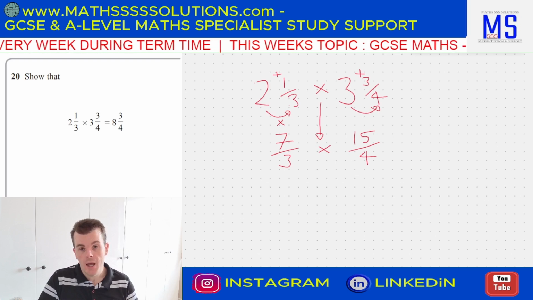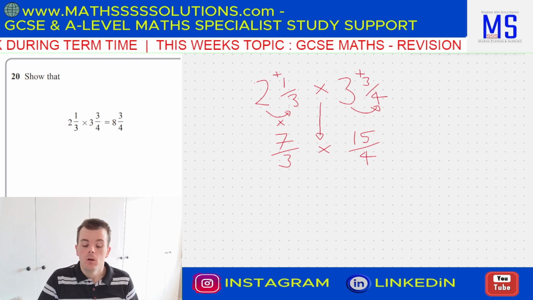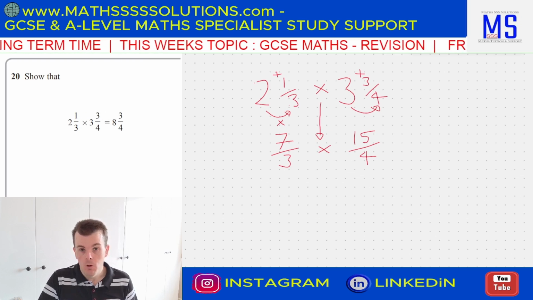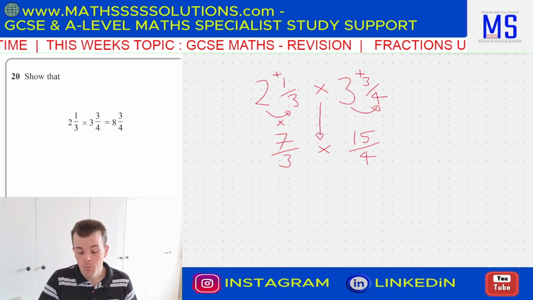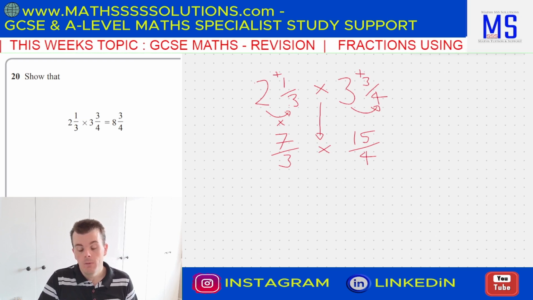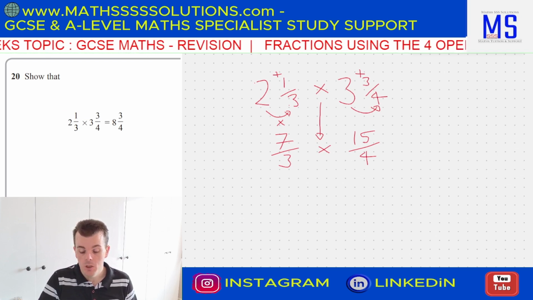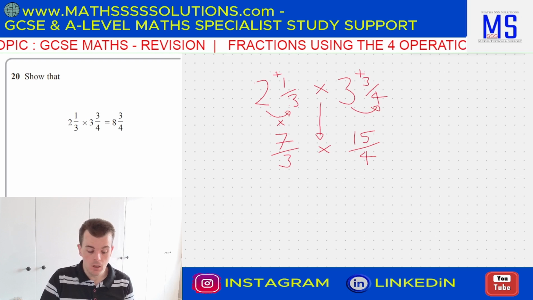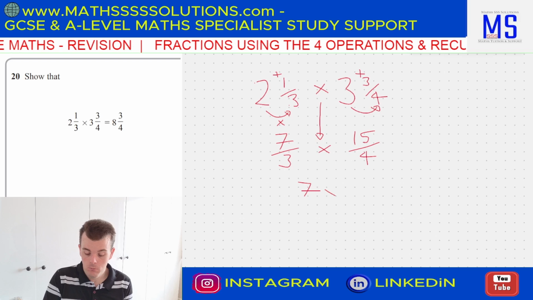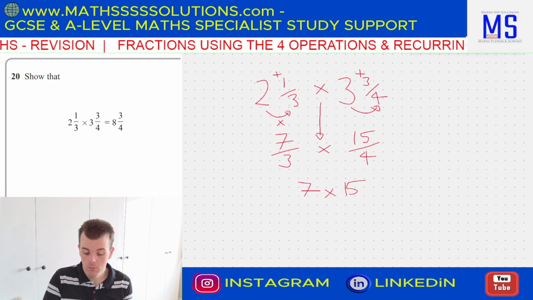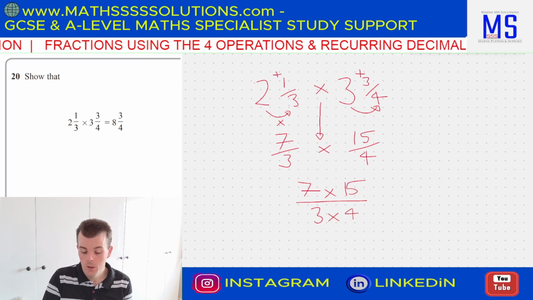Now remember, when it's add and subtract, you need the same denominator. But when you're multiplying them together, what you can just do is multiply the numerators and multiply the denominators. If it's dividing fractions, you have to use K, C, F. Keep, change, flip. So timesing is the easiest one of the 3. You have to times the numerators, 7 times 15, and times the denominators, 3 times 4.